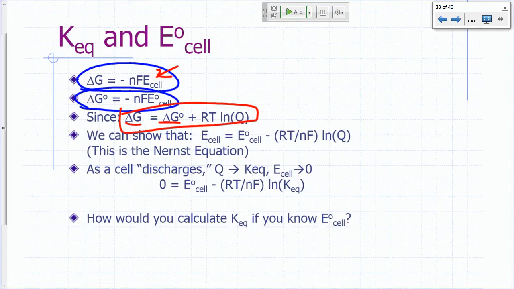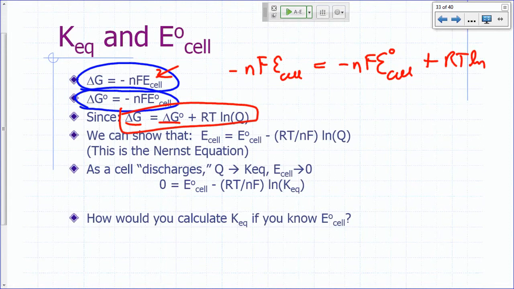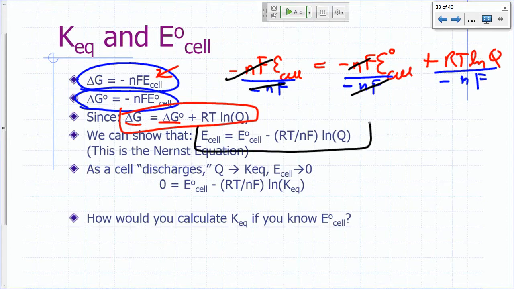Remember we said? So if you make the substitutions here, delta G, which is negative NF E cell, is equal to delta G naught, which is negative NF E naught cell, plus RT ln of Q. And you divide both sides by a negative NF. That NF cancels, and that gives you this equation right here, which is called the Nernst equation.